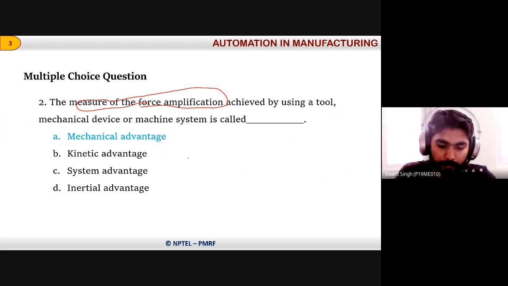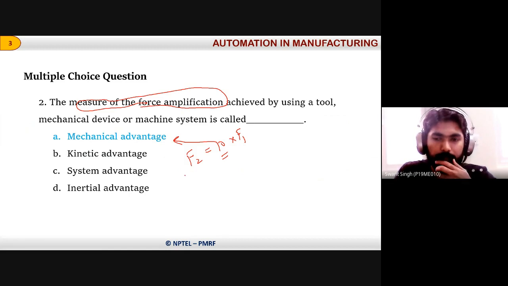What was happening in the previous problem was F2 is getting 10 times of F1. So this 10 was the mechanical advantage. Due to this arrangement, we are getting this advantage of 10 times the force that we have applied. So it is termed as mechanical advantage.